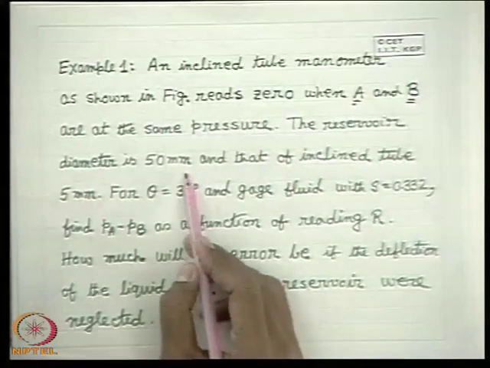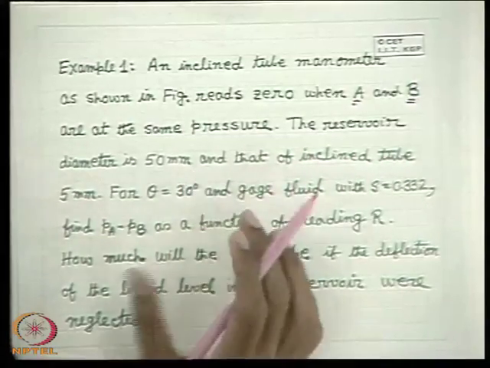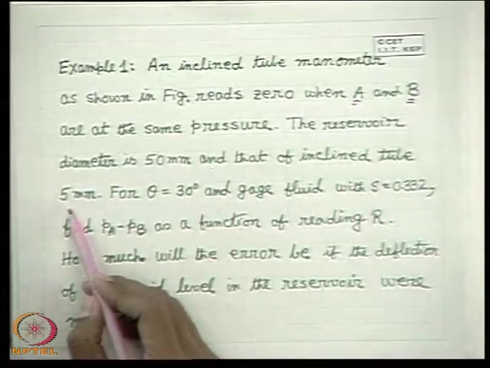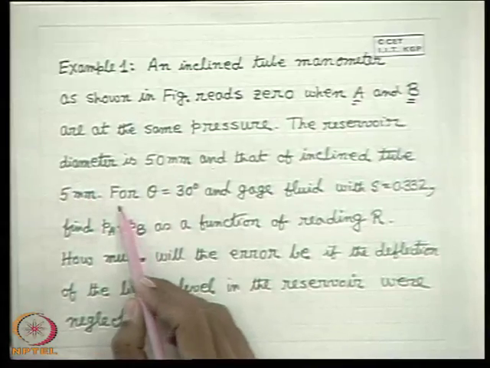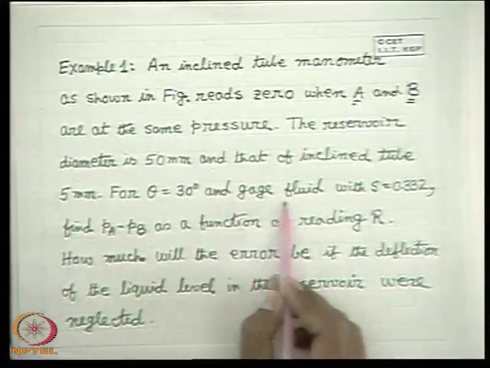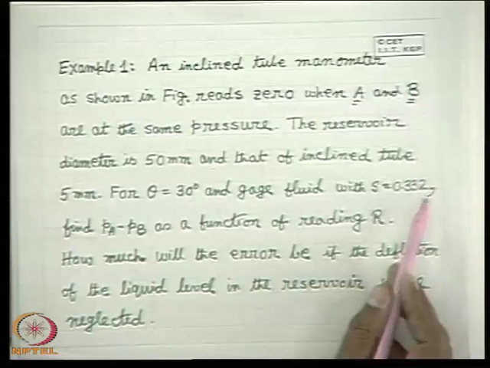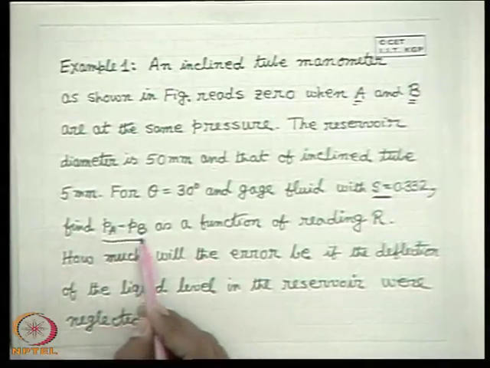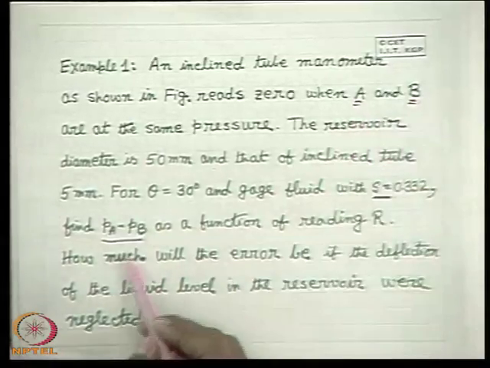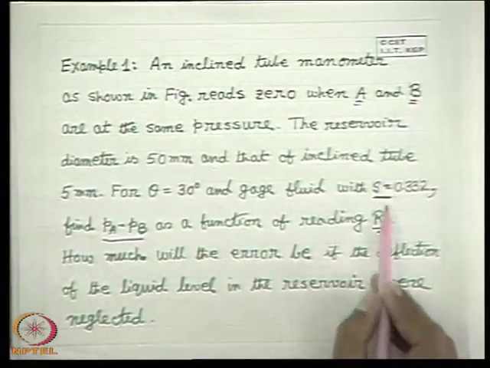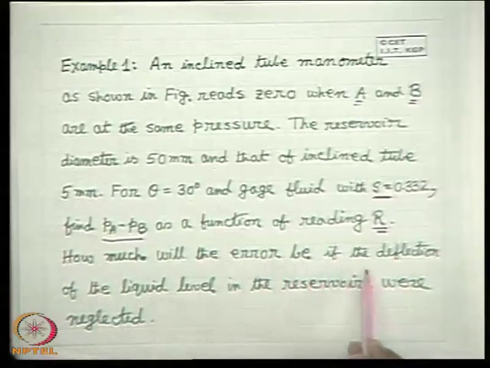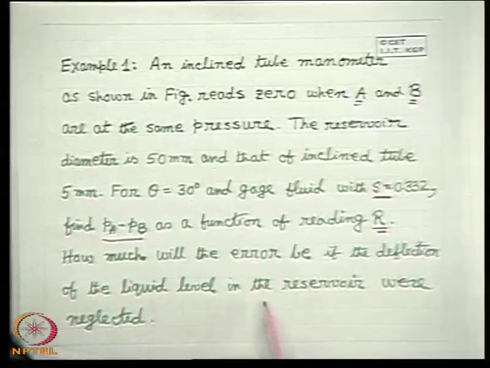The reservoir diameter is 50 millimeter. As you know, an inclined tube manometer has a big reservoir and a small tube, and that of the inclined tube is 5 millimeter, which is very small compared to the reservoir. For theta equal to 30 degree and gauge fluid with S equal to 0.332, that is the specific gravity of the fluid, find Pa minus Pb, the difference of the pressure at A and pressure at B, as a function of the reading R. R is the reading that I will show in the figure. How much will the error be if the deflection of the liquid level in the reservoir were neglected?